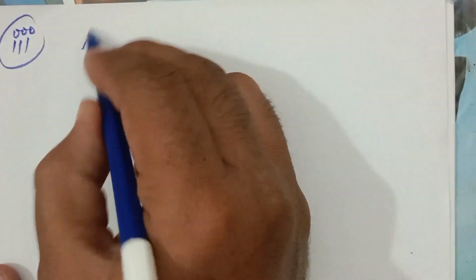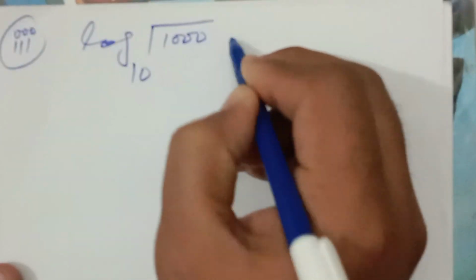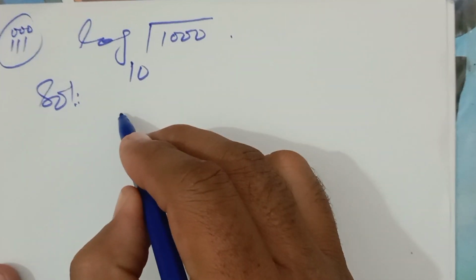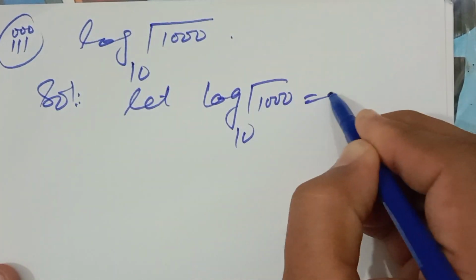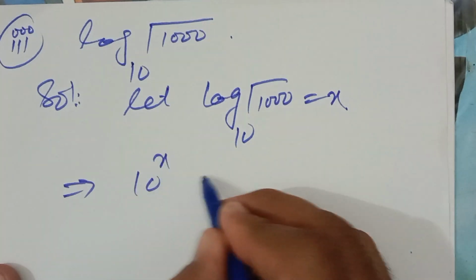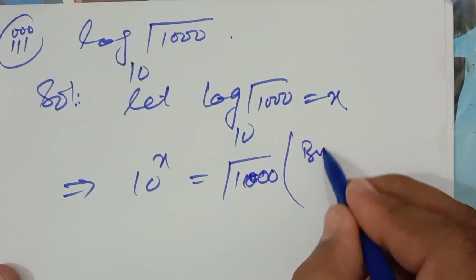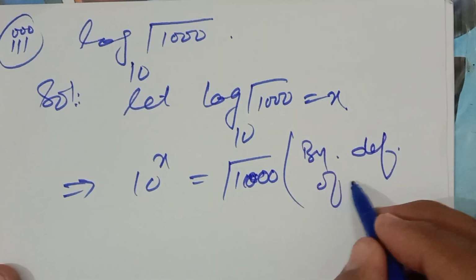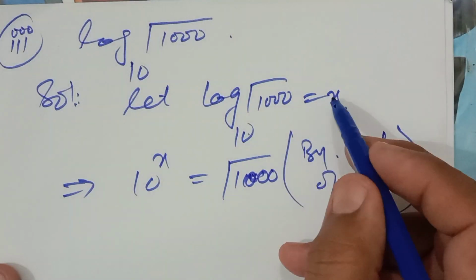Next we move for another question, which is third one, part of the given value. Number 1, log with base 10 of under root 1000. Solution, let's say log with base 10 of under root 1000 equal to x. So by definition of log, 10 raised to power x is equal to under root 1000 by definition of log. When we will have to change a logarithmic form into an exponential form, we can write a raised to power x is equal to y.